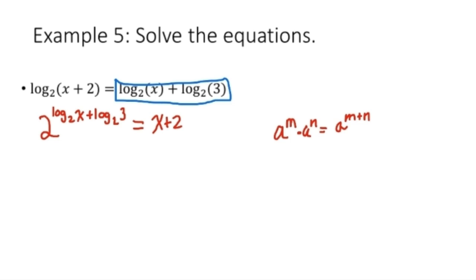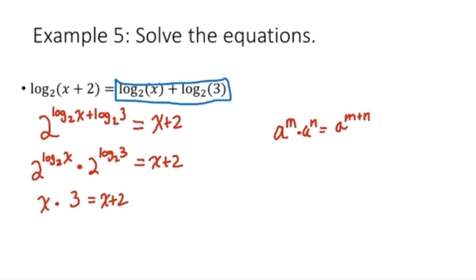Since I have 2 raised to the sum of 2 numbers, I can write it as a product where I have 2 raised to the log base 2 of x times 2 to the log base 2 of 3. And now I can evaluate each expression. 2 raised to the log base 2 of x, well, recall log base 2 of x represents the power I would need to raise 2 to in order to obtain x. So 2 to the log base 2 of x will equal x. Log base 2 of 3 represents the power I would have to raise 2 to in order to obtain 3. So 2 raised to the log base 2 of 3 would equal 3. So our left-hand side simplifies to x times 3, or 3x.